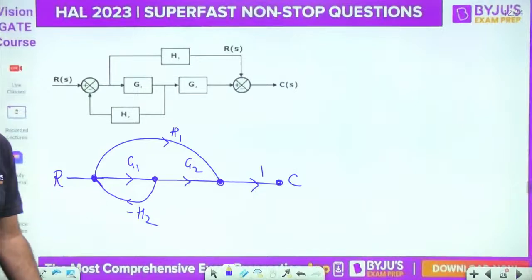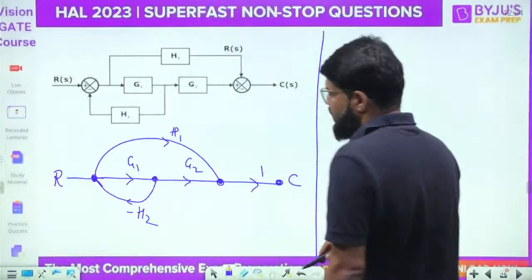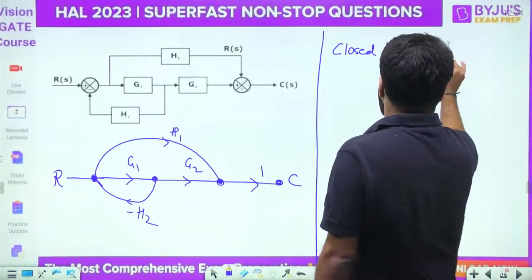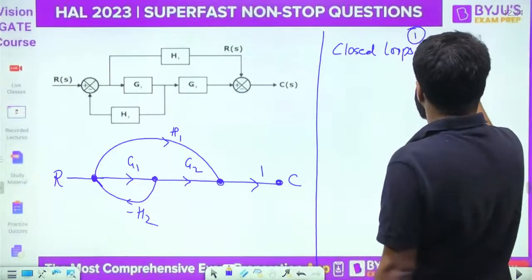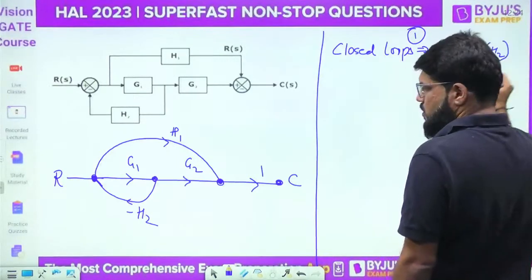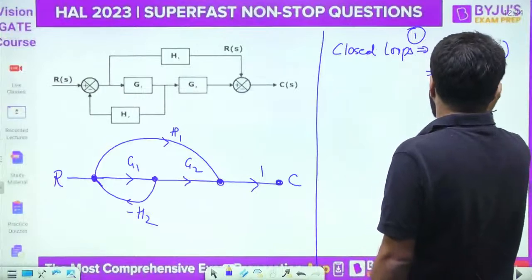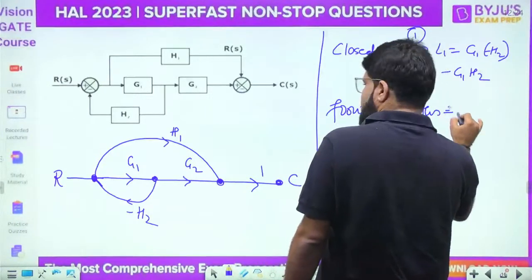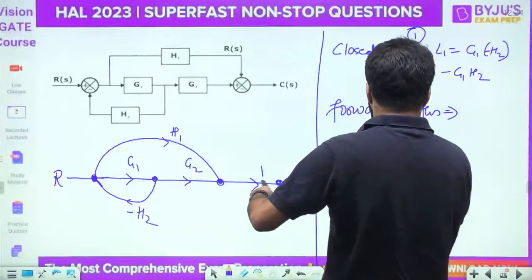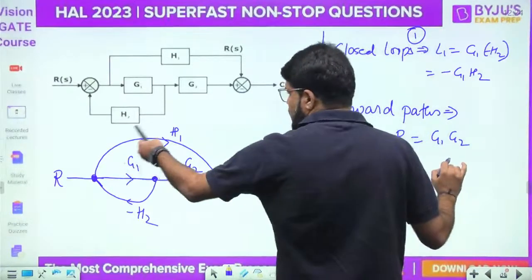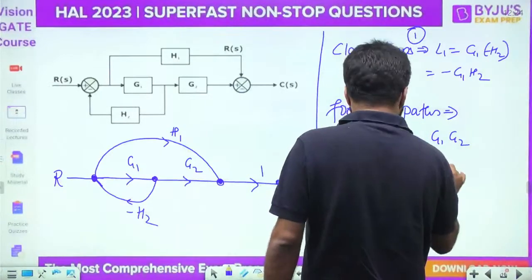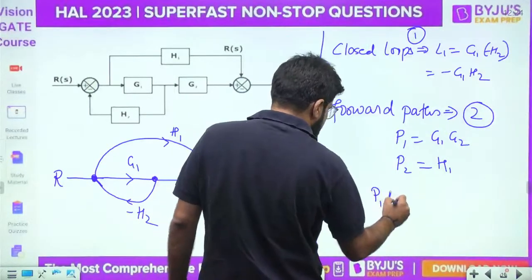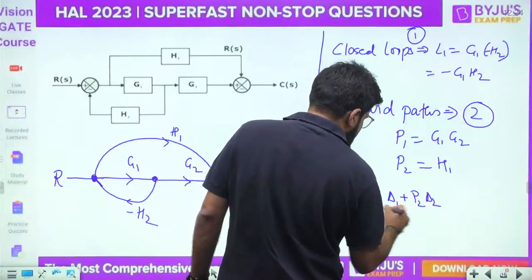So clearly there is only one loop available here. Agar main closed loops ki baat karu, there is only one, and that is G1 into minus H2. Clear? There is no other loop possible. That is minus G1 H2. And agar aap forward paths ki baat karo, if you want to write down all the forward paths, clearly there is this one horizontal path, P1, which is G1 G2, and there is one alternative path from the top, P2, which is nothing but H1. So there are two forward paths. So final C by R as per Mason's gain formula is going to be P1 delta 1 plus P2 delta 2, divided by delta.